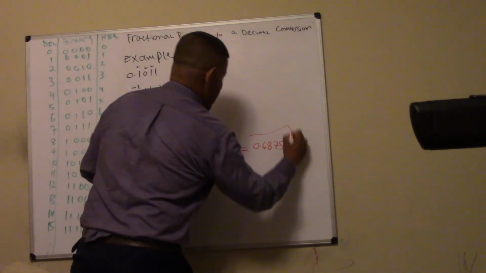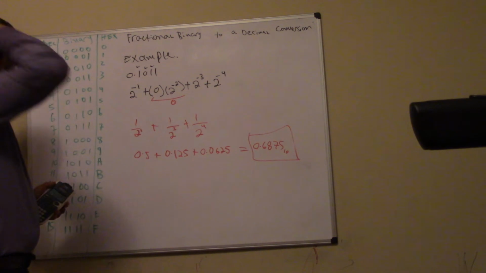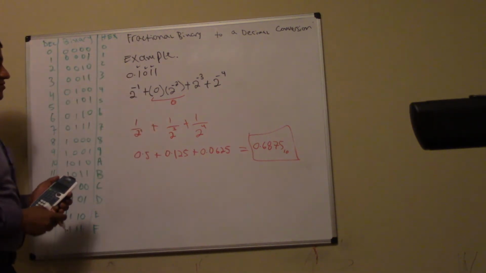Okay, so that's how you go from fractional binary to a decimal, right?